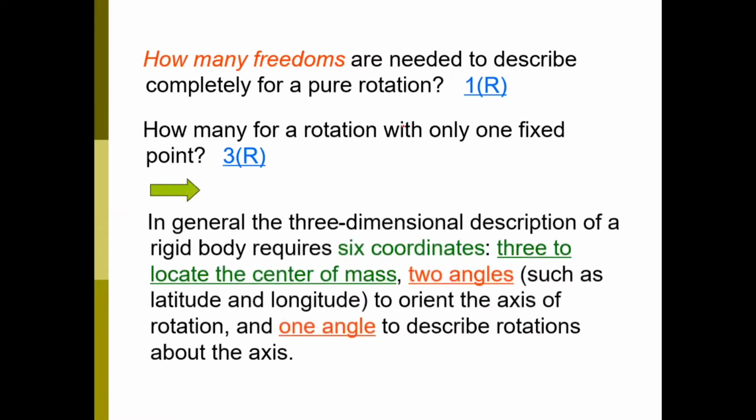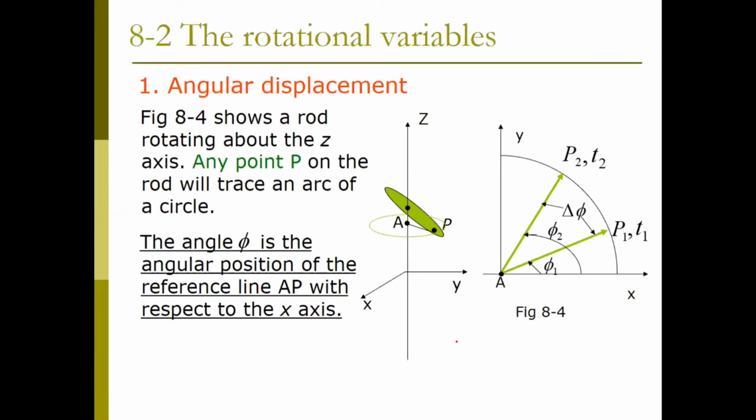In general, the 3-dimensional description of a rigid body requires 6 coordinates. Take note for the coordinates. 3 to locate the center of mass, 2 angles such as latitude and longitude to orient the axis of rotation, and 1 angle to describe rotations about the axis. Let's talk about the rotational variables.